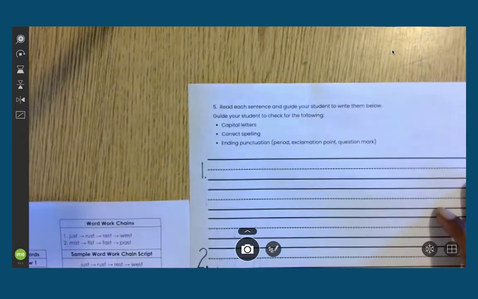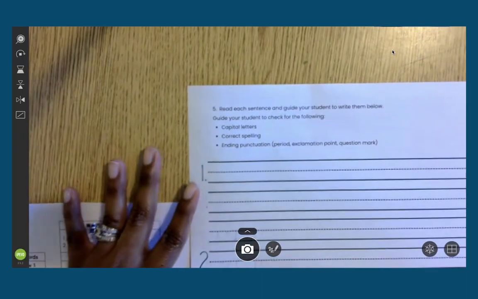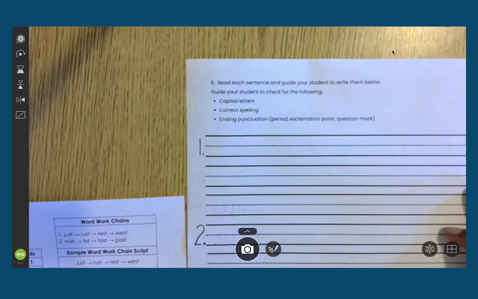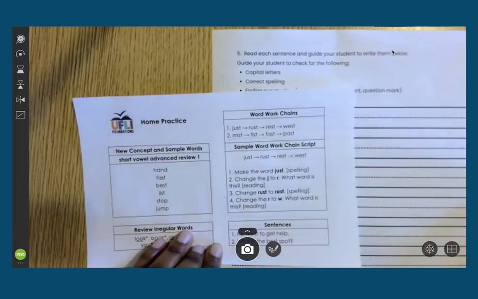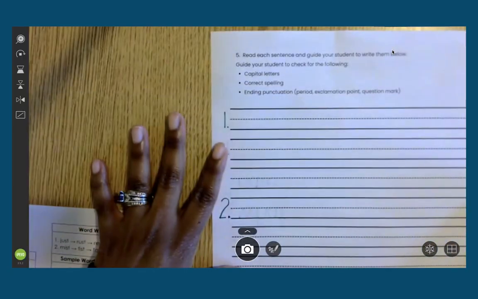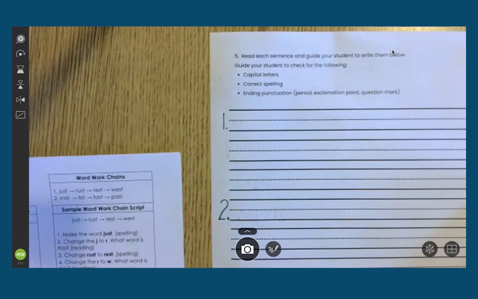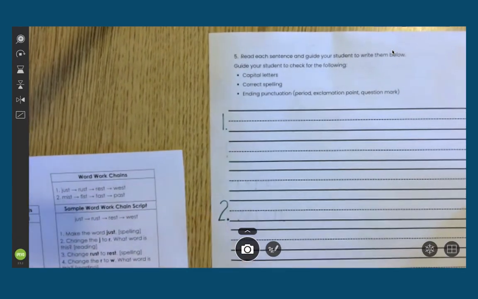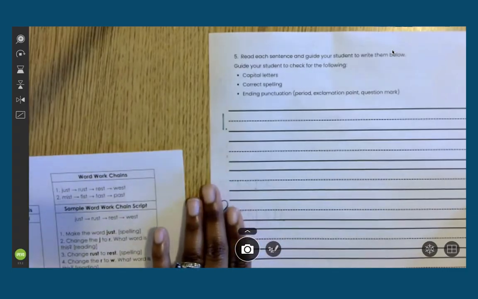Okay, the next part is writing our sentences. Now there are 2 sentences that appear on the homework sheets. Students will write the sentence after hearing it. He went to get help. Have your child repeat the sentence. He went to get help.